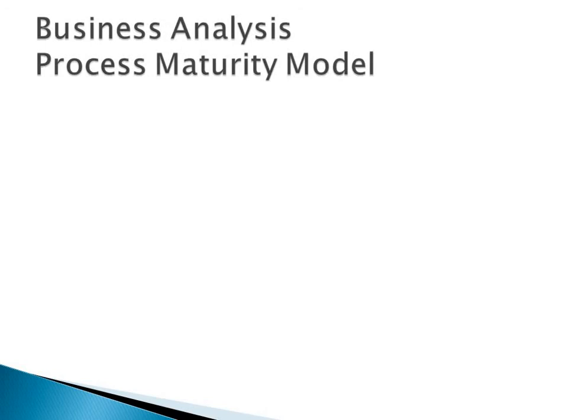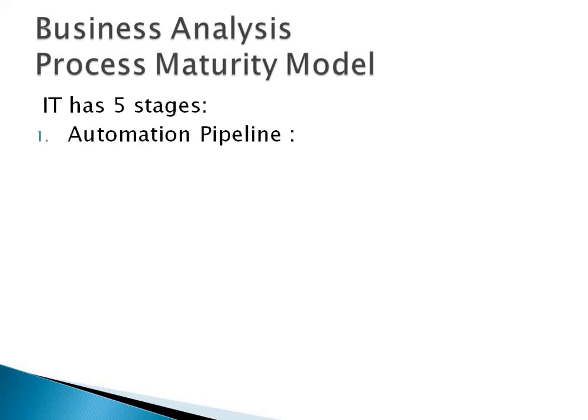Going to the theory part, it has 5 stages of process maturity model, and they are automation pipeline, feasibility analysis, complexity assessment, return on investment, and automation design. Now let's learn these 5 stages in detail.